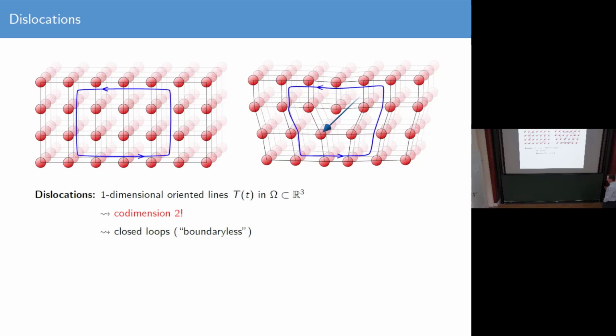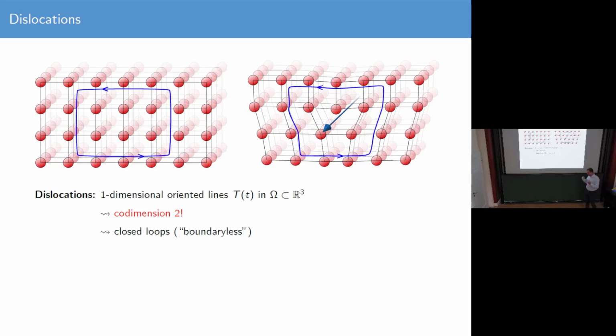I want to make a few remarks, because obviously this talk is about how to represent such phenomena mathematically and how to put them into a framework that we can do analysis with. The first thing is that you can abstract these dislocations to one-dimensional oriented lines in some three-dimensional domain. Maybe for material scientists this is not such a big deal, but for people who come from geometric analysis or geometric measure theory, this is codimension 2. What do I mean by this? It means we have 3 dimensions here and 1 dimension here, so there's 2 in between.